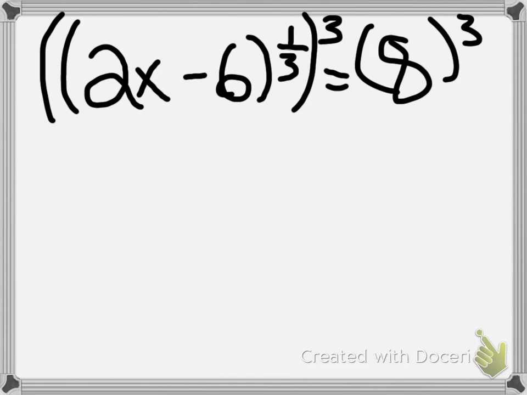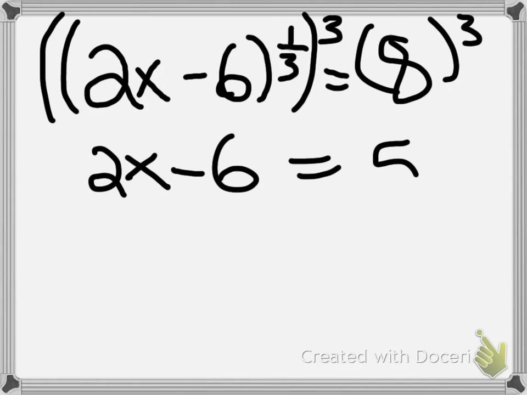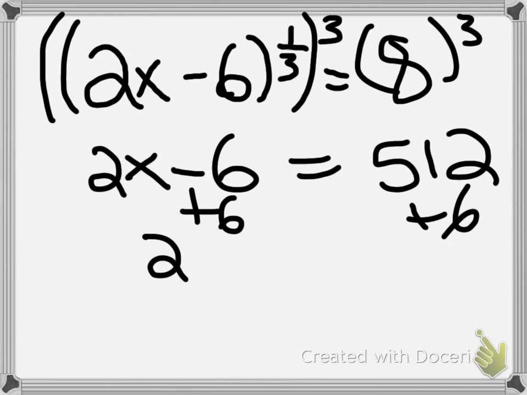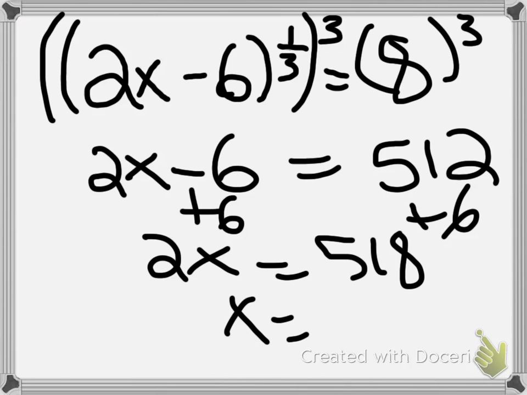So after doing that, we get 2x minus 6 equals 512. And then again, we just solve for our x. X equals 259.